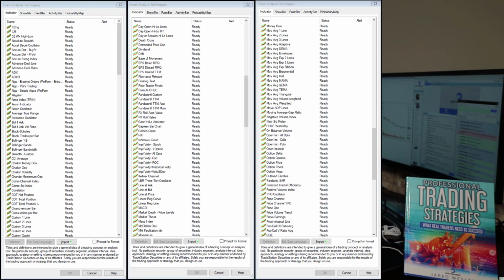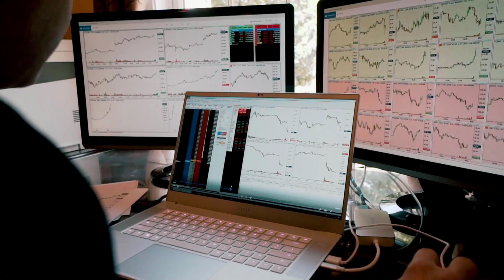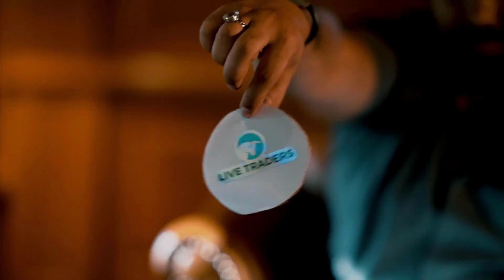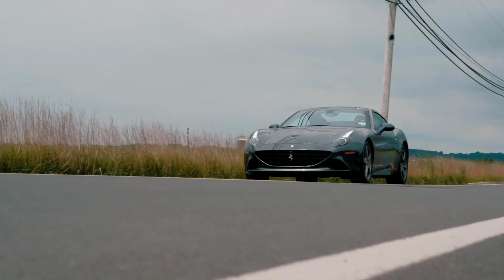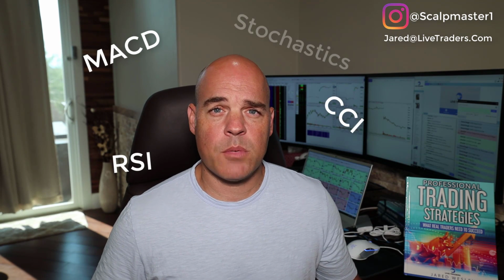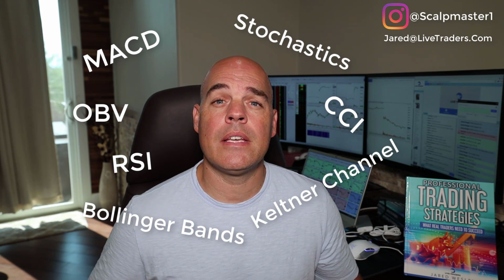However, there are tons of indicators out there, literally hundreds, if not thousands of indicators. So how do you know which is the best one to use? Well, today we're going to talk about that. There's a lot of indicators out there. I mean, MACD, CCI, RSI, stochastics, Bollinger Bands, Keltner channels, on balance volume. My goodness, the list is huge.